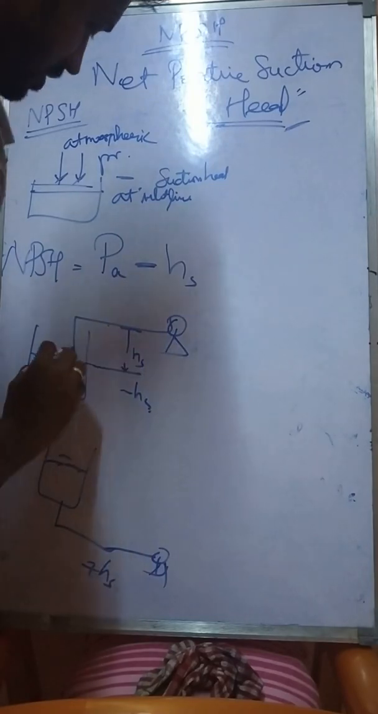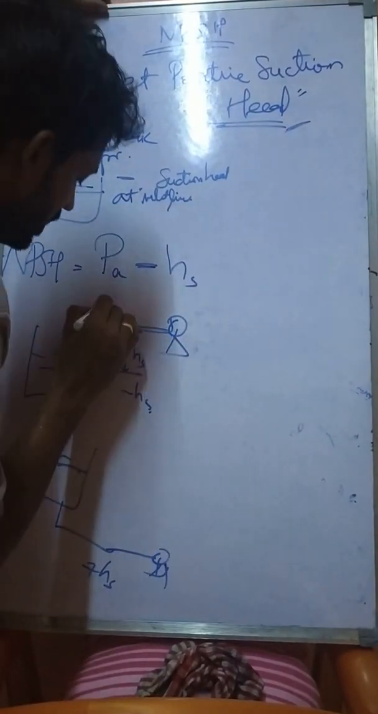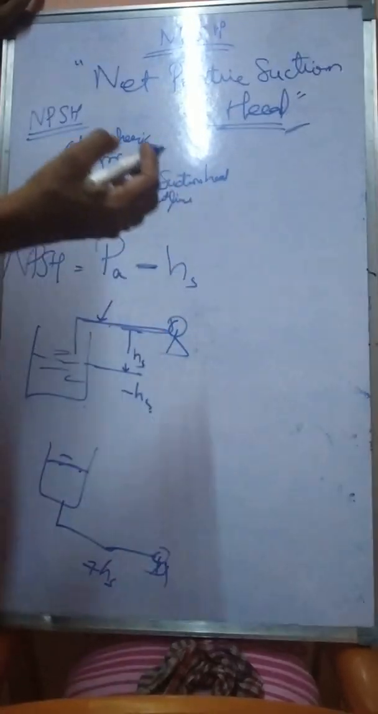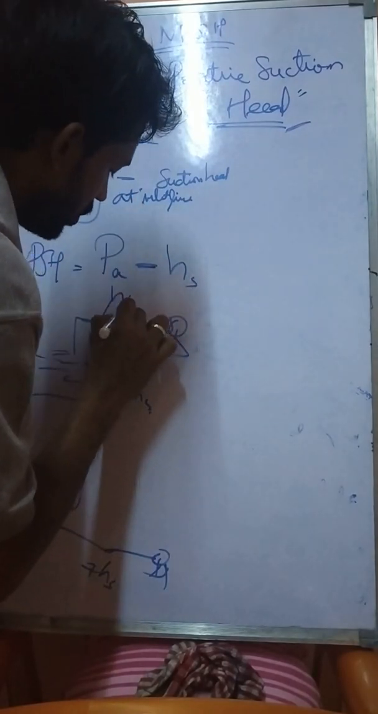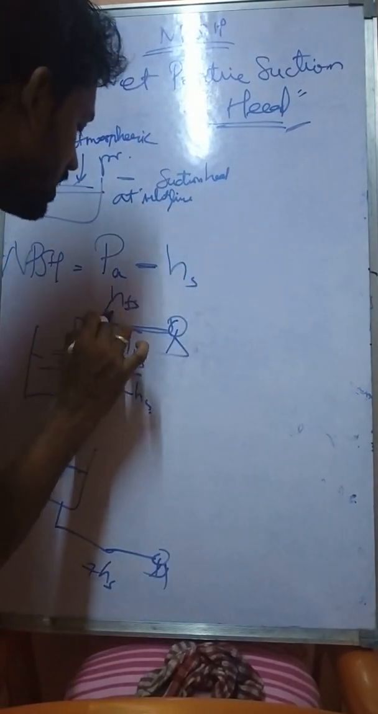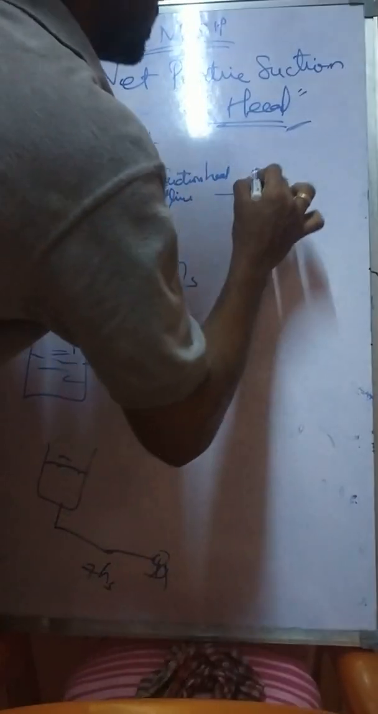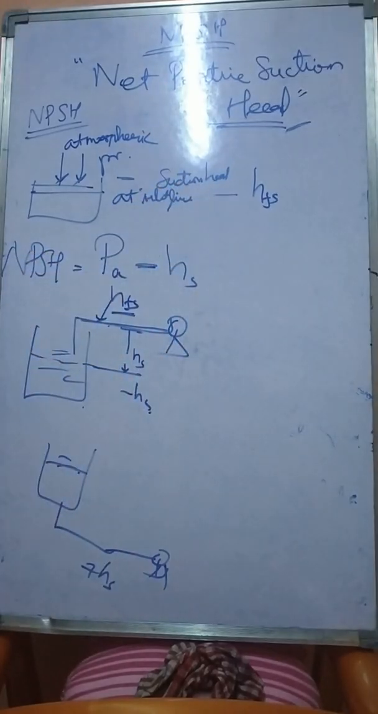And then it is horizontal piping, but this piping may have fittings, or due to some friction there will be losses, so that also should be taken into account. That will be denoted by friction loss at suction head, which is measured as HFS. That will always be negative only.